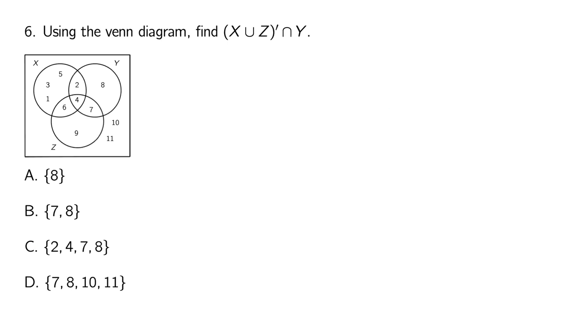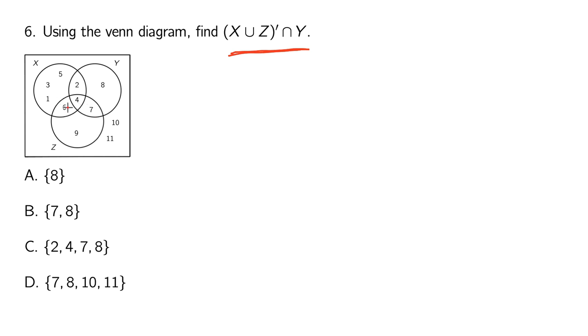The next question is question 6. Here we have this Venn diagram, and we're supposed to use it to find this set, which is the complement of x union z, intersected with y. So first we can think of x union z. X union z is all the things in x and all the things in z, so all the things here with all the things here.